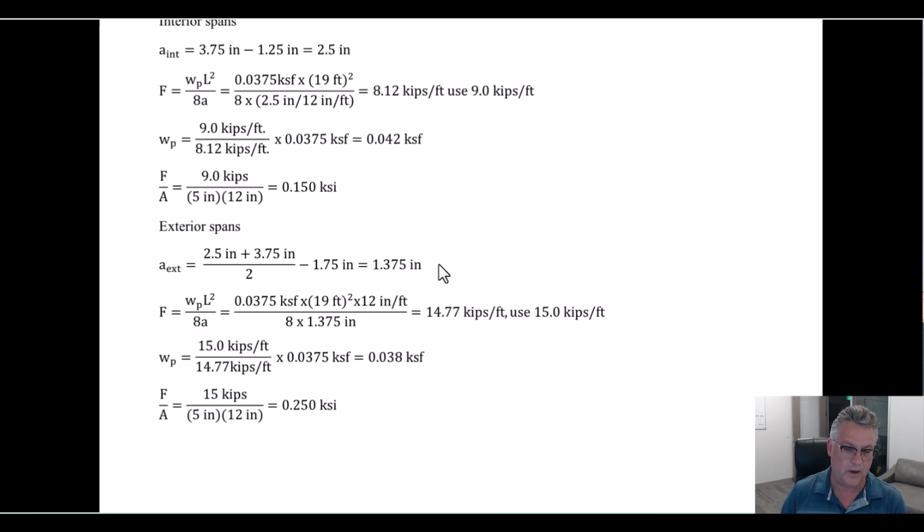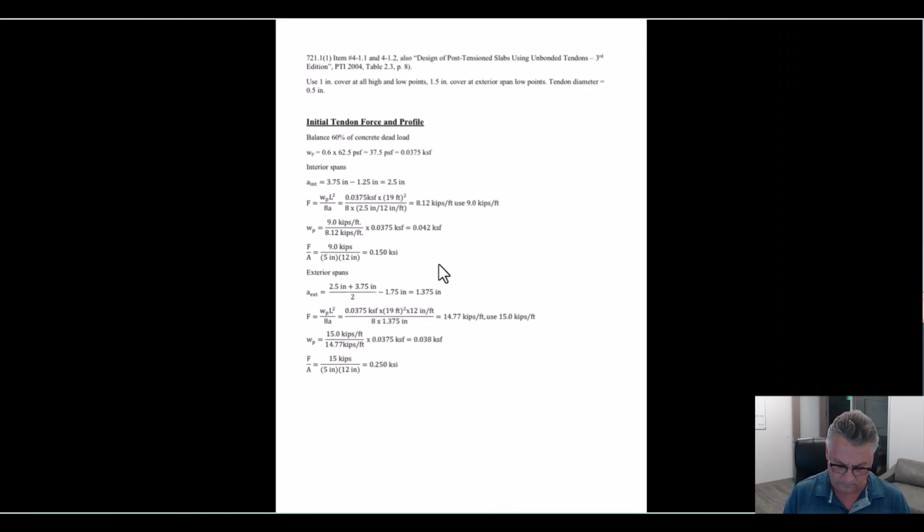That's getting up there. As a rough rule of thumb, that's about the maximum you want in a one-way slab. You really don't want to go over 300 psi average compression in a one-way slab. You do what you have to do, but if you're needing to be that highly compressed, you probably should have thought about thickening your slab instead.